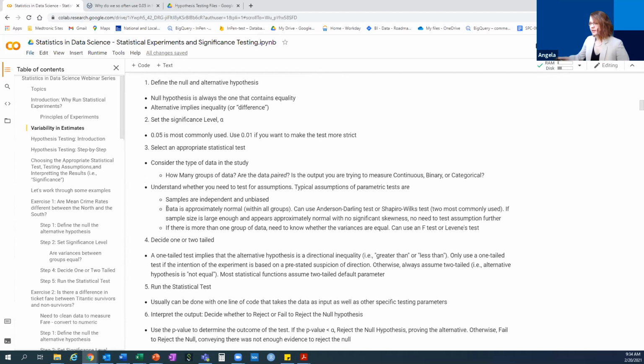Additionally, the other common assumption is that your data is approximately normal within all groups of your hypothesis test. There are various tests for normality. I think the most commonly used ones in my experience are the Anderson-Darling test or the Shapiro-Wilk test. However, if the sample size is large enough and the data appears to be approximately normal, which you can look at visually or using descriptive statistics, there doesn't seem to be any significant skewness, then there's no real need to test this assumption.